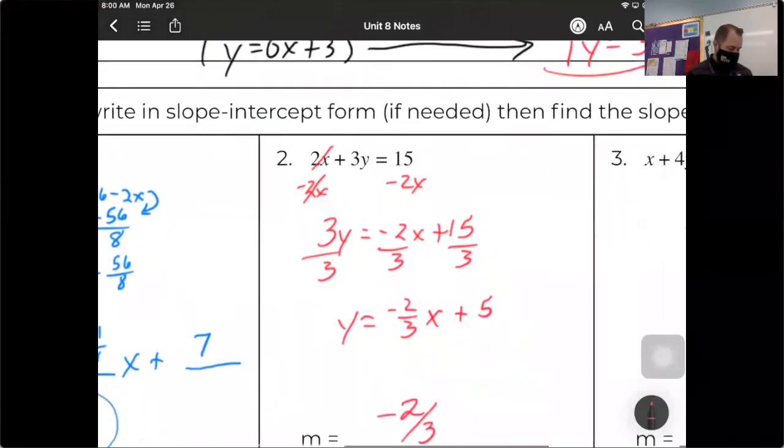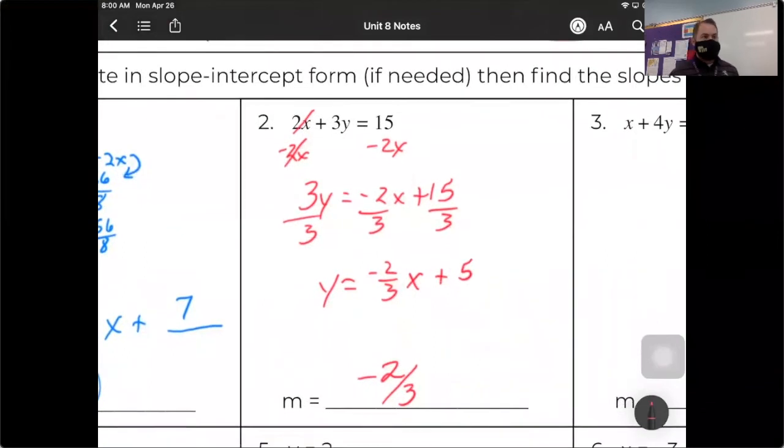Okay, as we look at this, what should we get for our slope? Negative 2/3. All right, good. Subtract the 2x from both sides, end up dividing by 3. You kind of notice a pattern after a while. Subtract the x term, divide by the number in front of y. Okay, over and over and over again like that.